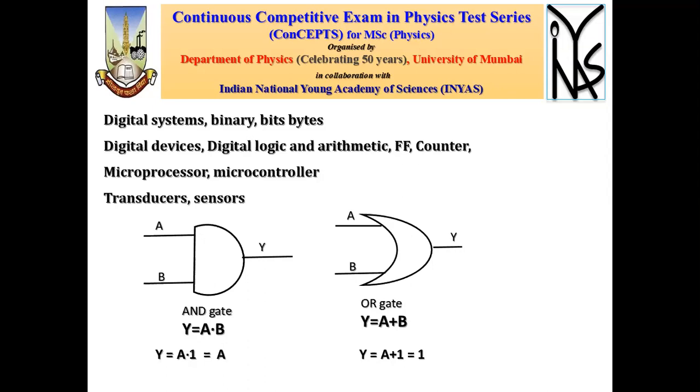So Harvard and von Neumann architecture is a manufacturing process, pipeline structure and all these things. And when we go for instruction set, then we have a reduced RISC system and CISC system.